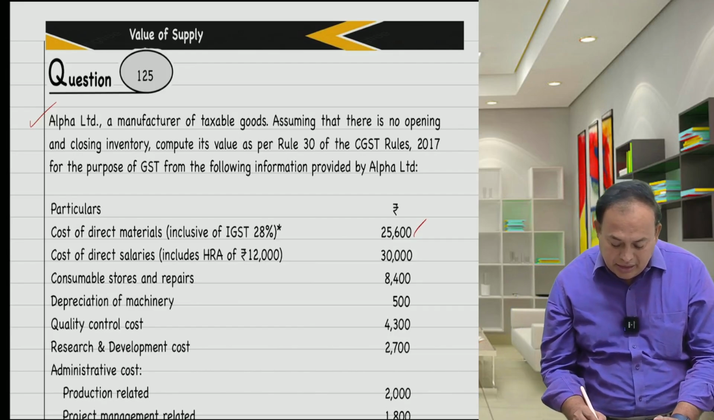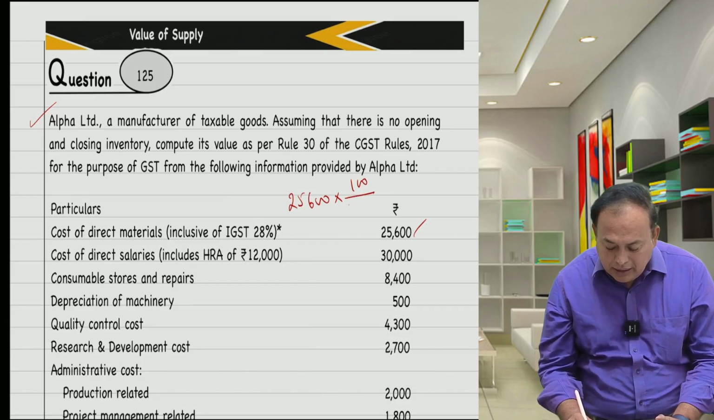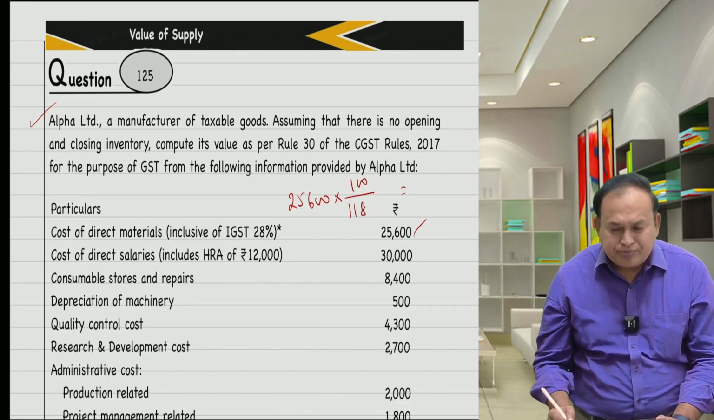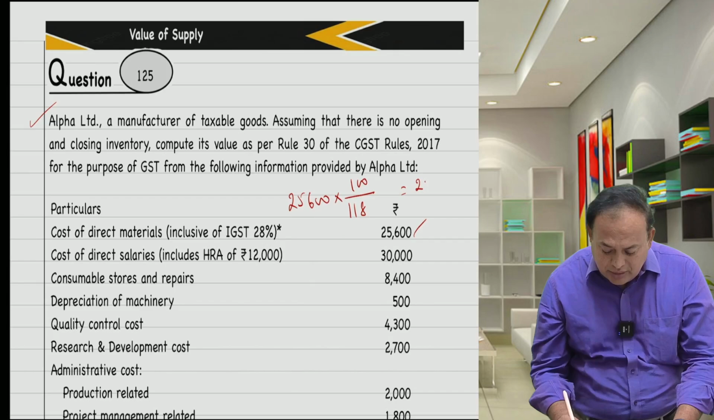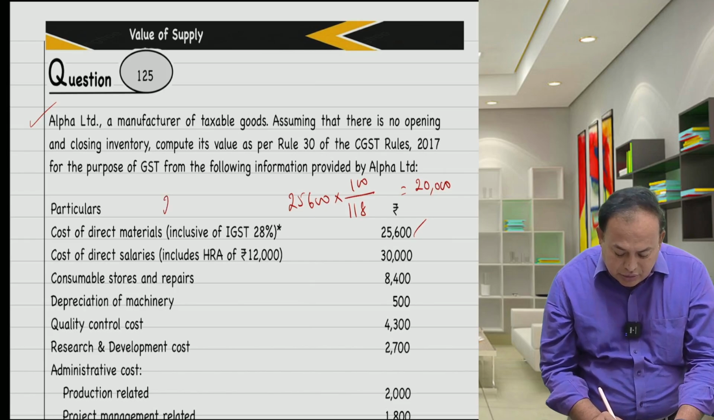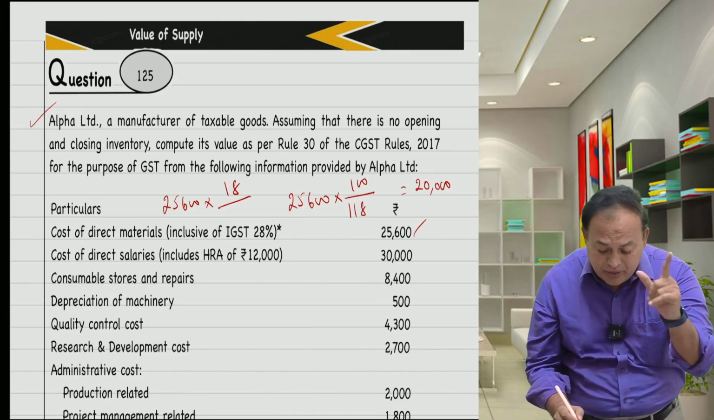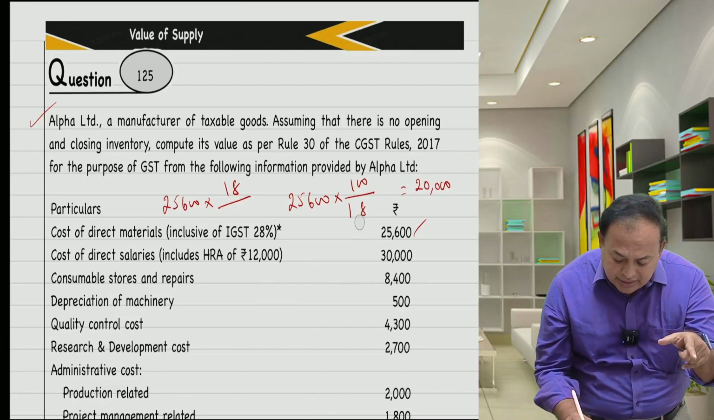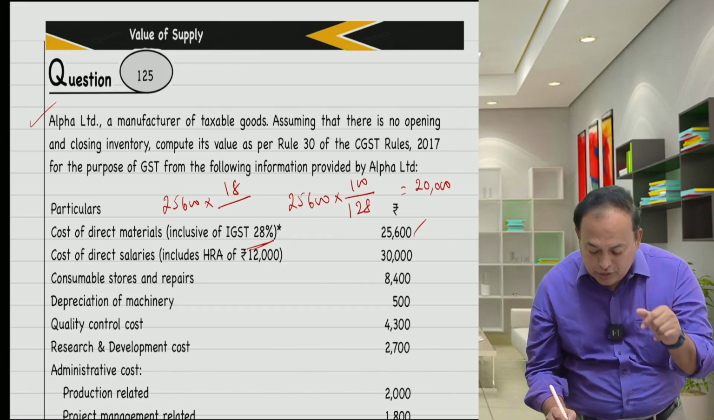Simple. First, let us see what is the value here. 25,600 multiplied by 100 divided by 100 plus GST. We will get the value exclusive of GST. How much? 20,000. Yes, 20,000. Then, 25,600 multiplied by 18% GST. Sorry, here this is 28%, my dear friend, it is not 18%. Sorry, extremely sorry. It is 28% GST, not 18%. Tell me how much?